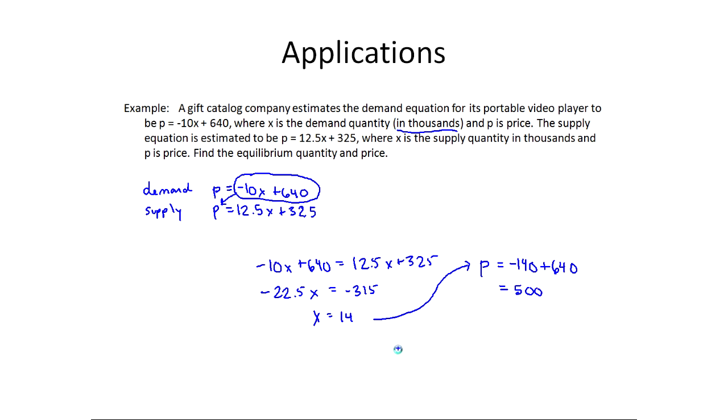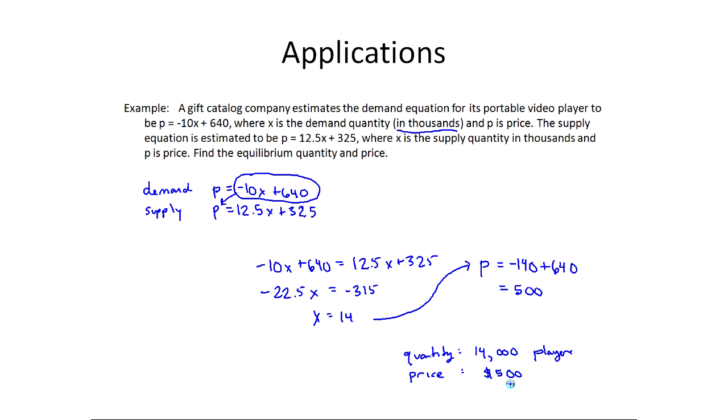Okay, so the equilibrium quantity is not 14, because remember this is in thousands. This would be 14,000 video players. And the equilibrium price is going to be $500.